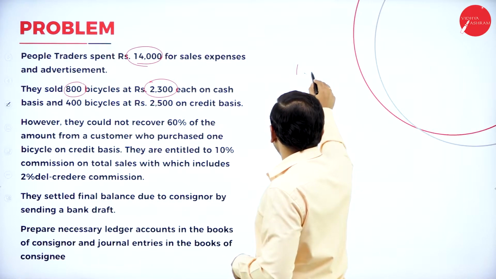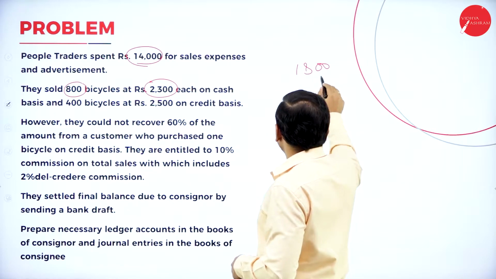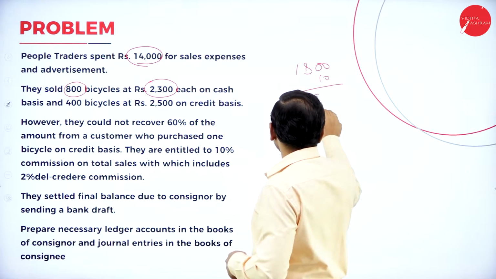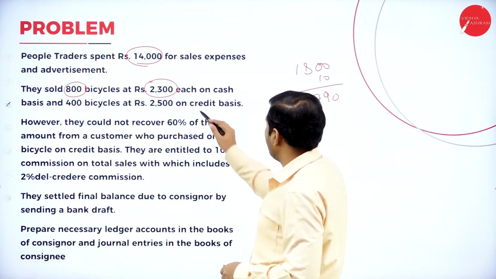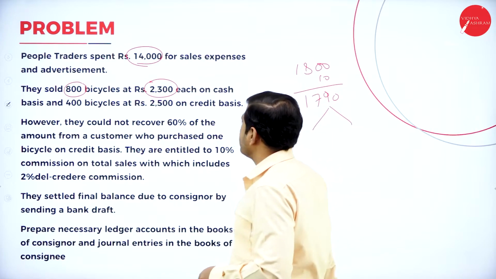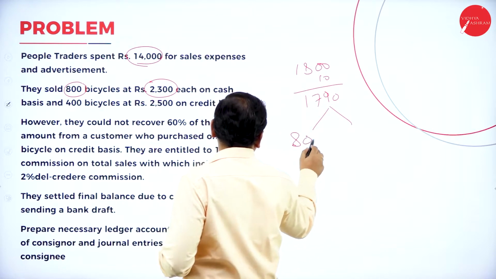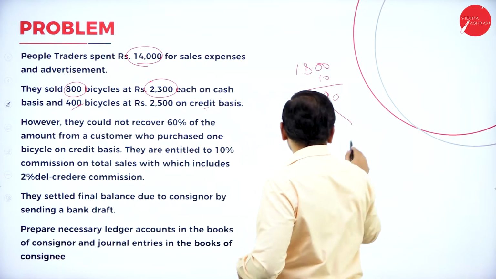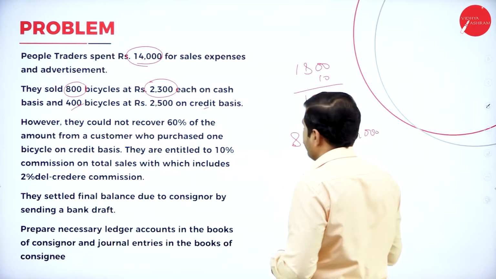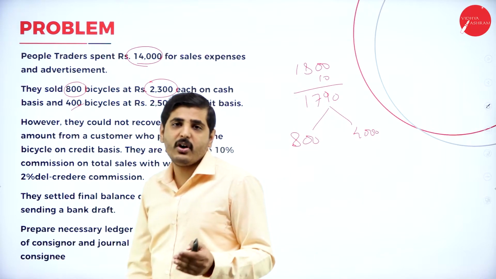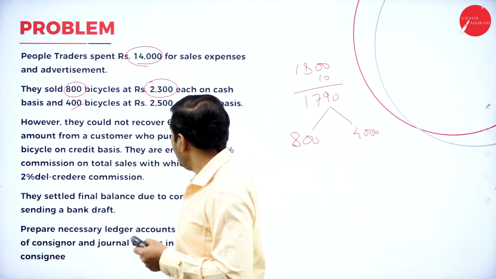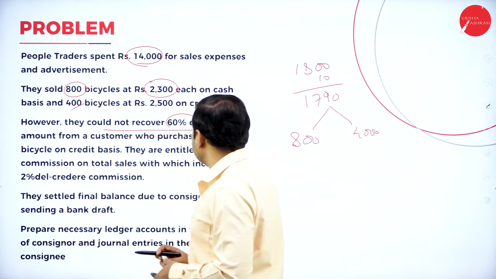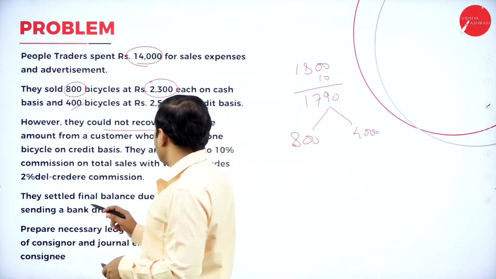Totally we have sent 1500 bicycles. Out of that, 10 bicycles were damaged, so the consignee received only 1490 bicycles. Out of that, how many cycles has he sold? He has sold 800 bicycles on cash basis and the remaining 400 bicycles on credit basis. The remaining cycles which are unsold are called closing stock. However, they could not recover 60% of the amount from the customers who purchased bicycles on credit basis.